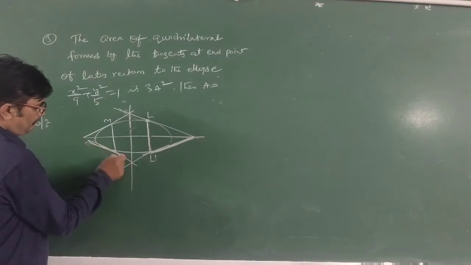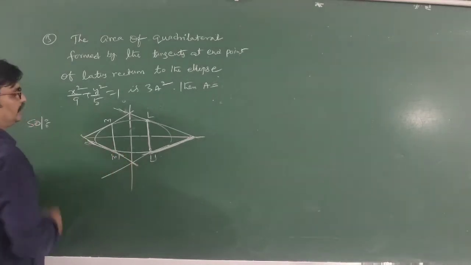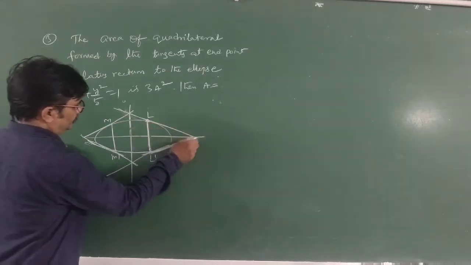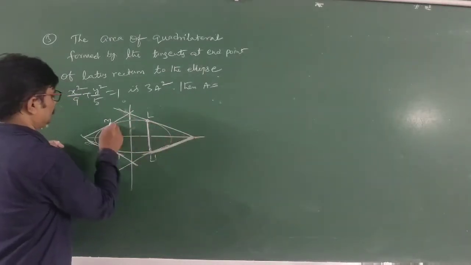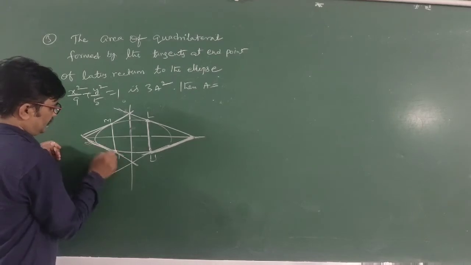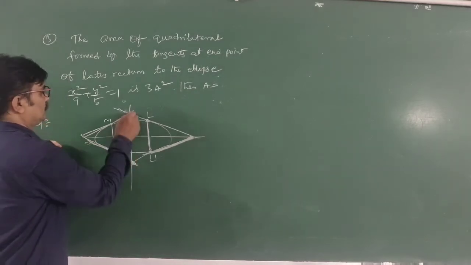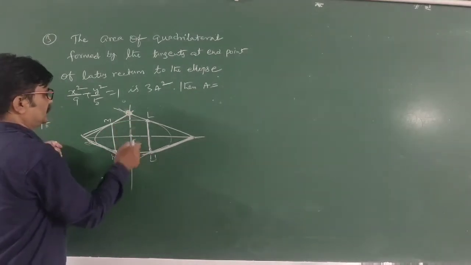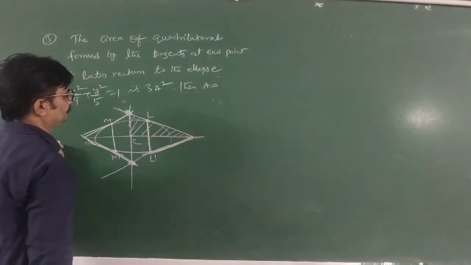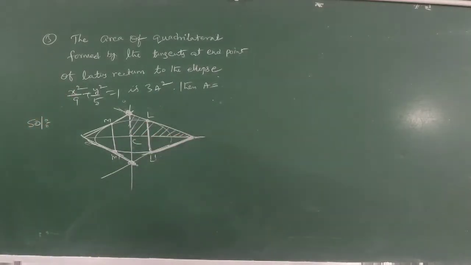Yes, these are the tangents. Now this is the first tangent at L. This is L dash. This is the tangent at M. This is the tangent at M dash. So these intersect. This is the center. First we have to find this area. So my dear students, what are they asking? The area of the quadrilateral formed by the tangents at the endpoints of the latus rectum.